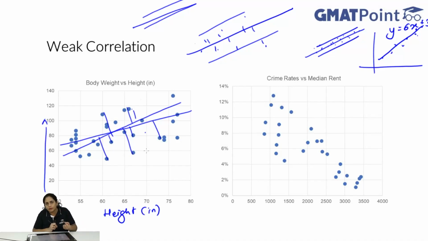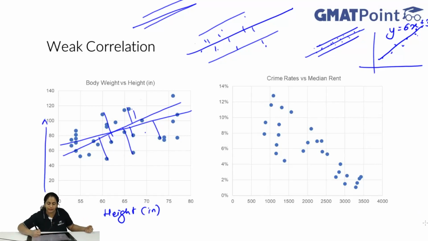So why is it weak correlation? It is weak correlation because its ability to predict is very weak. It is poor. The points are too far away from the line. I cannot say with any real reasonable accuracy what the expected value will be. So that is also why there is a weak correlation.